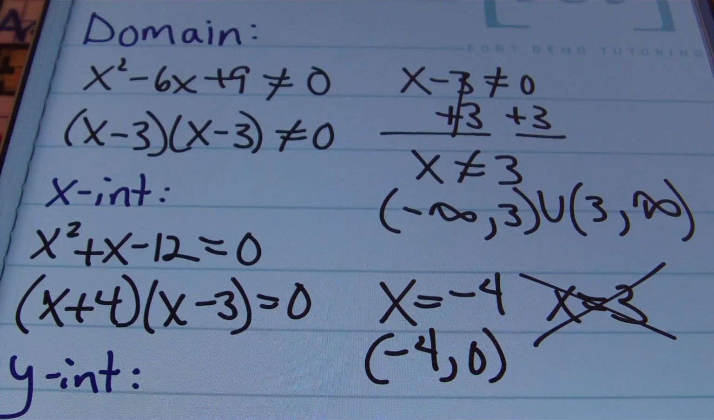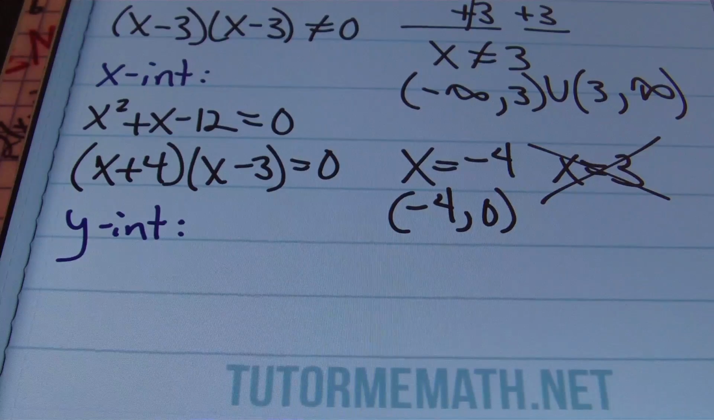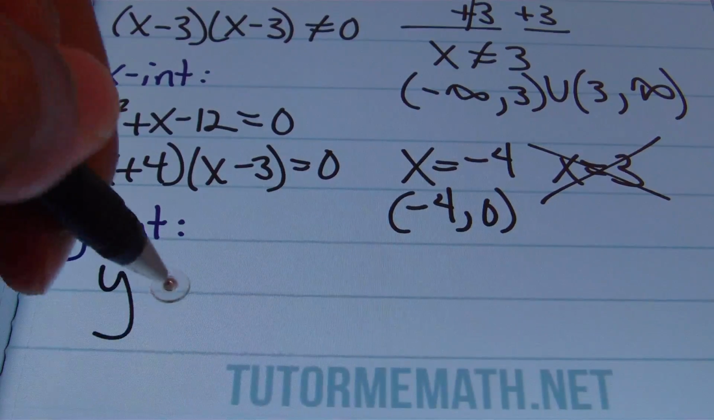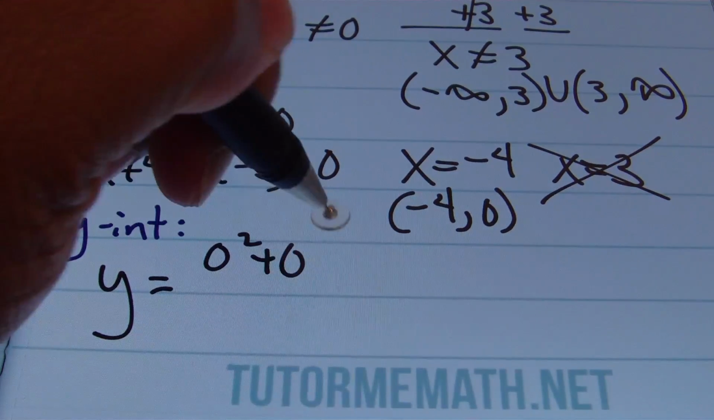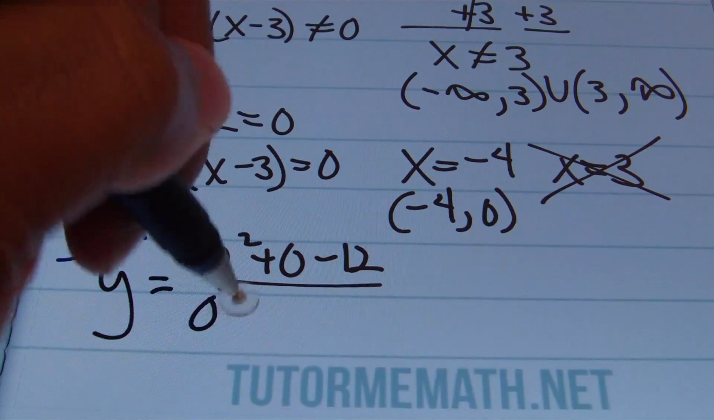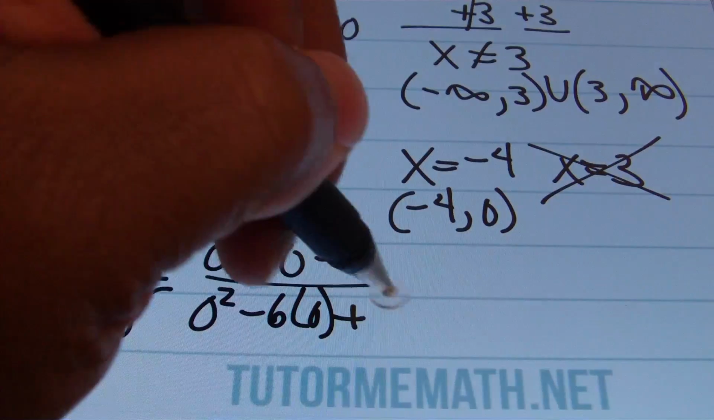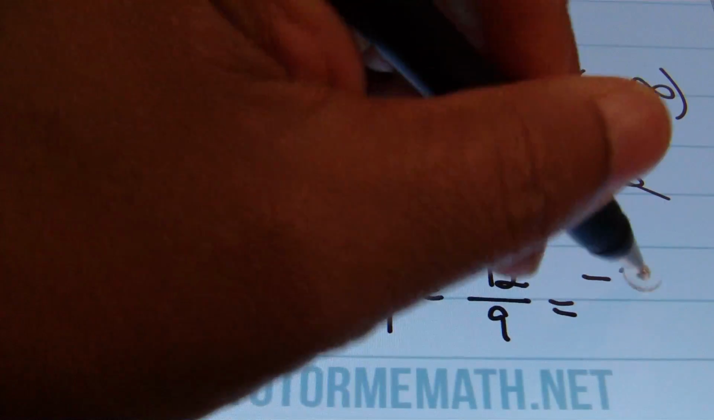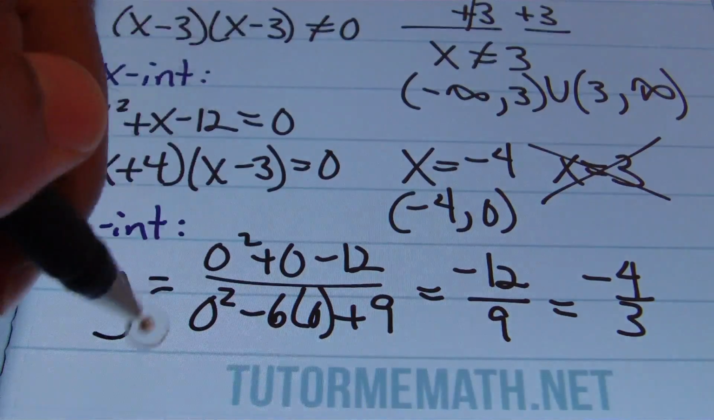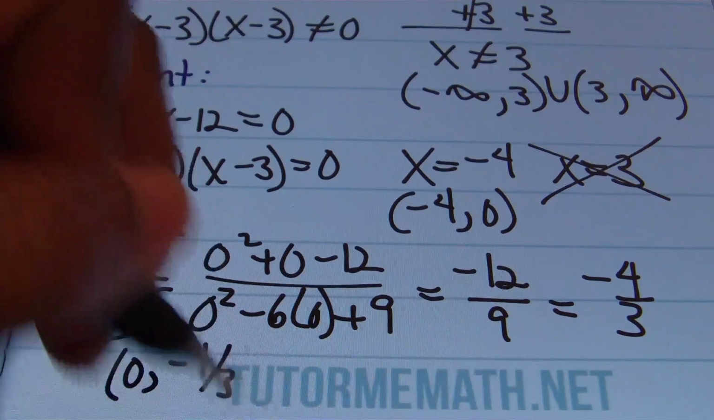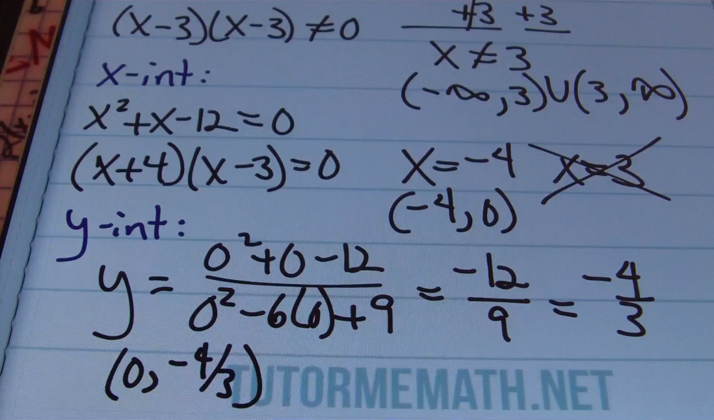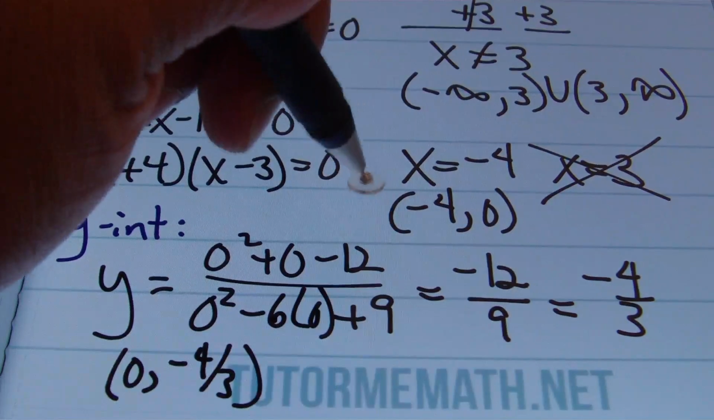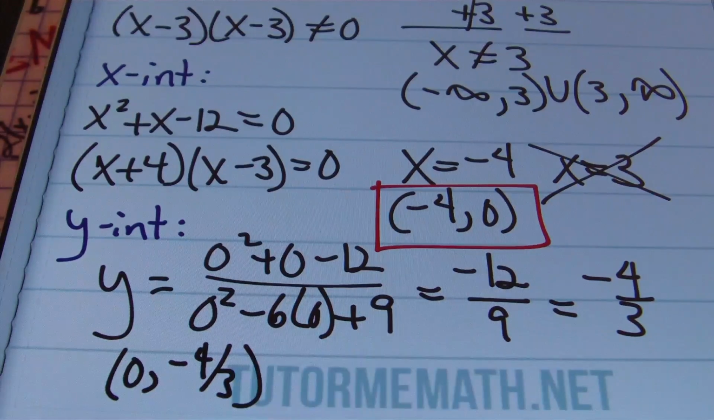Then as far as your y-intercept is concerned, all you have to do is plug in 0 for all the x's in the original function and solve for y. So this becomes y equals 0 squared plus 0 minus 12 divided by 0 squared minus 6 times 0 plus 9. Simplifying this, you'll end up with negative 12 ninths, which reduces to negative 4 thirds. So our y-intercept will be at the point 0, negative 4 thirds. Let's put some red boxes around these intercepts. We have our x-intercept at negative 4, 0, and a y-intercept at 0, negative 4 thirds.